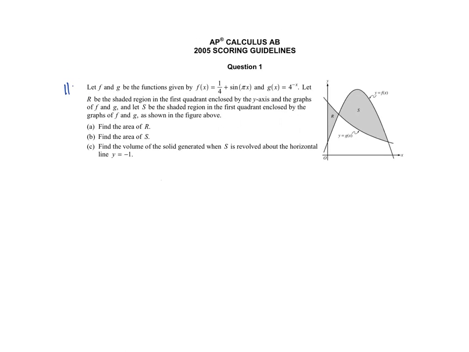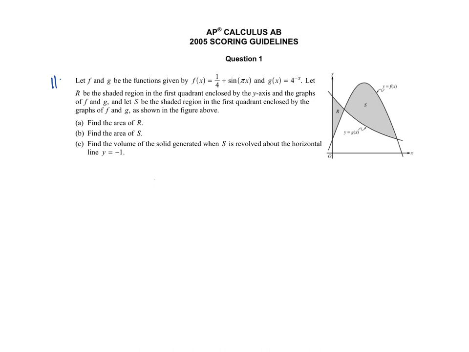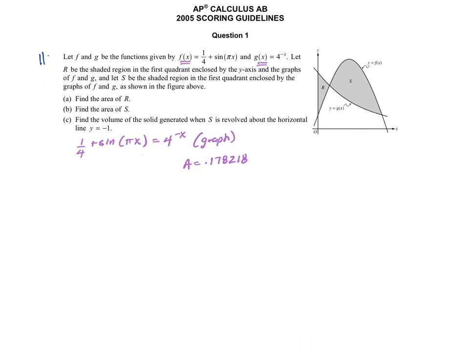All right, in this video, we got 2005 question one. Again, they're giving us f of x and g of x. You want to definitely use those in your integral. Okay, get in the habit. Okay, use the f of x, use the g of x. First, I want to do is set these equal. So we're going to do 1/4 plus sine of pi x. And when is that equal to 4 to the negative x? Just go ahead and graph it, find the points of intersection. So you're going to get the A is 0.178218.